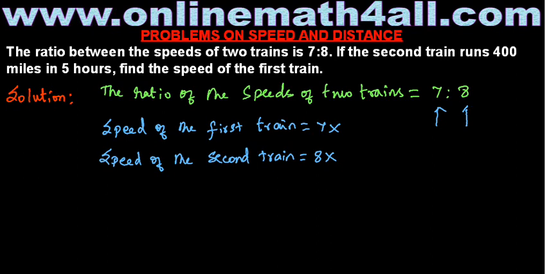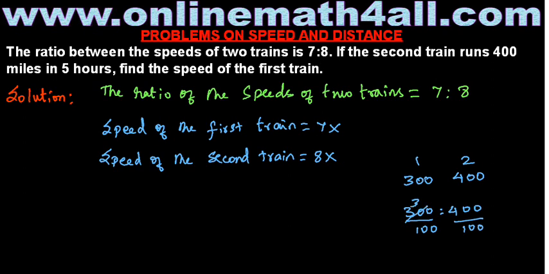I'll explain here. For example, the distance covered by the first train is 300 miles. The distance covered by the second train is 400 miles. Then what is the ratio of the distance covered by the two trains? If you find the ratio, you'll say 300 is to 400. Here both the numbers are divisible by 100. So when we divide both the numbers by 100, we get 3 here and 4 here. So we get the ratio 3:4. This is the ratio of the distance covered by the two trains, 3:4.